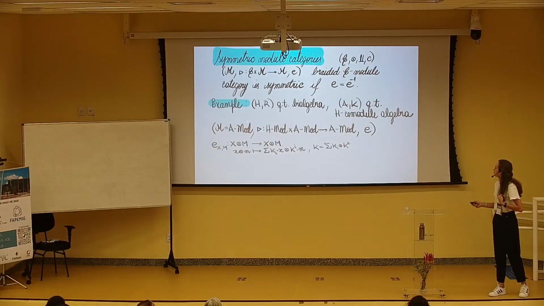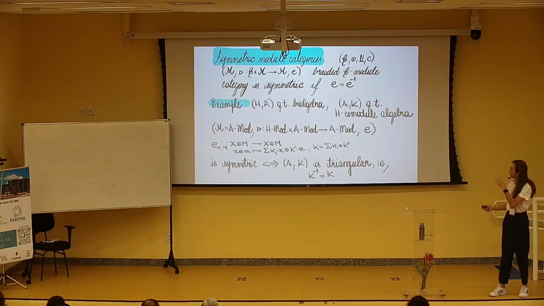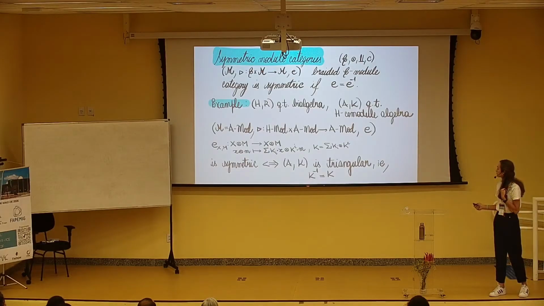So you have a quasi-triangular bialgebra, you have your quasi-triangular comodule algebra, and this is our standard braided module category. And this is going to be symmetric if and only if your quasi-triangular comodule algebra has this property on the K matrix, so the inverse is itself. Okay, so these guys you can understand on this example.